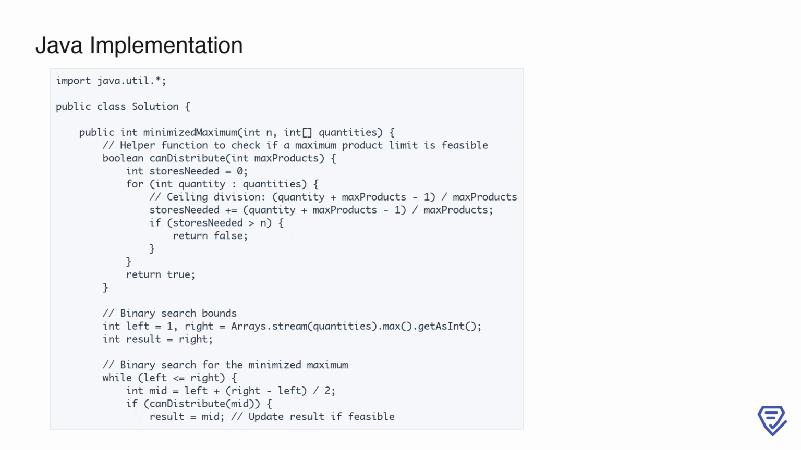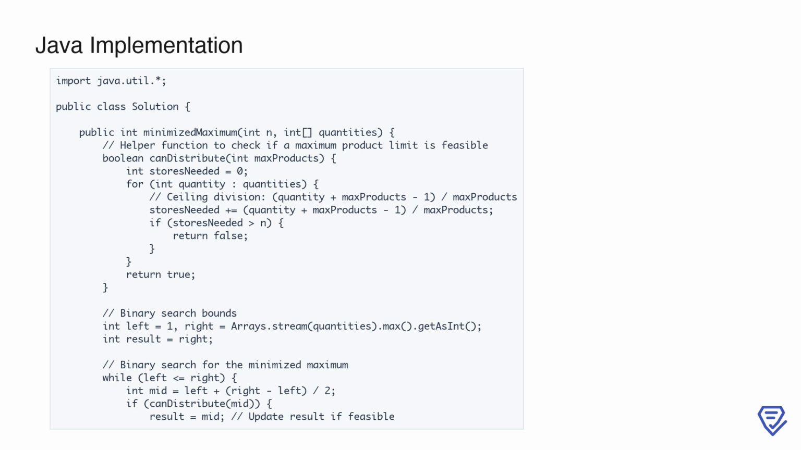Here, we start with the Java implementation of the problem. First, we import the necessary utilities and define our solution class. Inside the class, we implement the method minimizedMaximum, which takes the number of stores n and an array quantities representing the product quantities. To solve this problem, we use a helper function called canDistribute. This function checks if it's feasible to distribute the products such that no store receives more than a given maximum number of products, maxProducts.